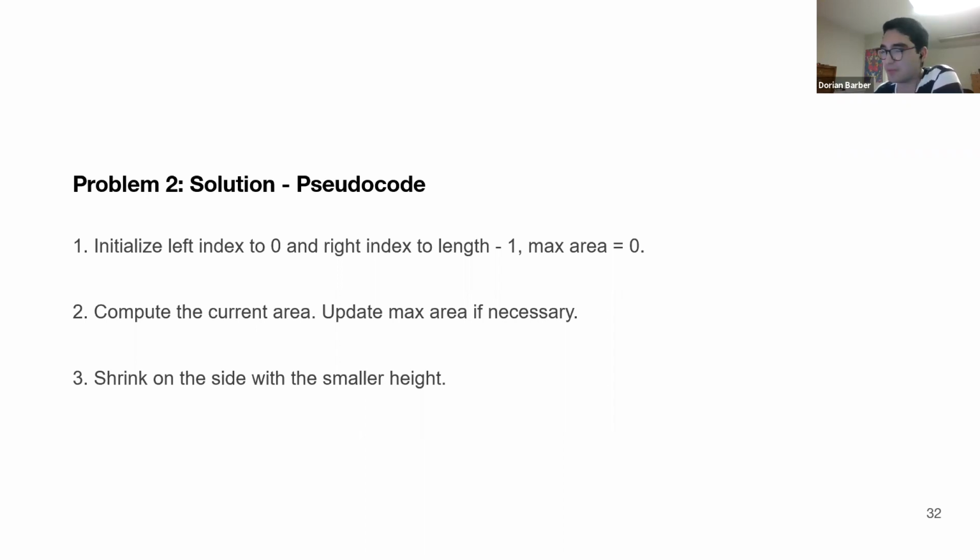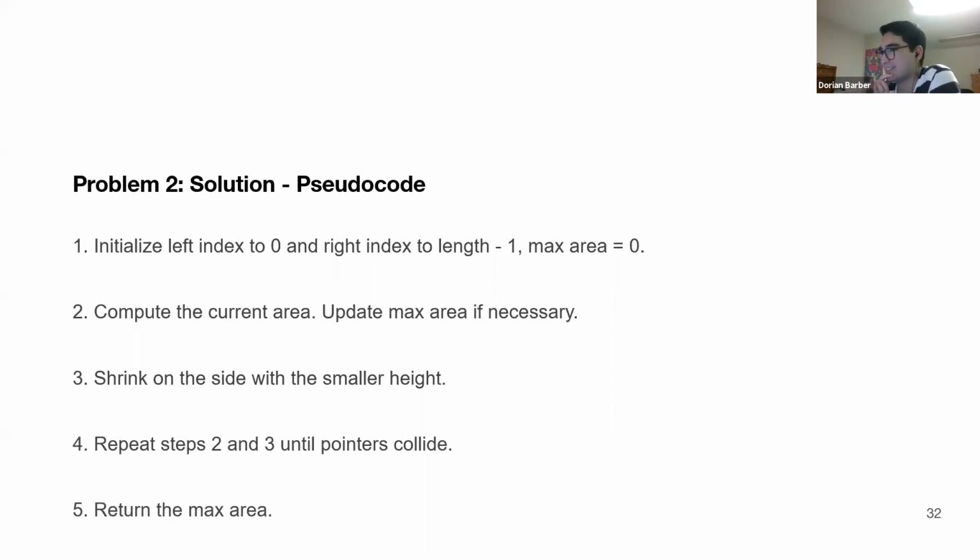And then, like before, we'll repeat steps 2 and 3 until our pointers collide, right? We don't want to push the pointers past each other because then we'll be seeing containers that we've already seen before. And then we return the max area. I think this solution might be hard to wrap your head around if you've seen it straight up. But with the way we've built up towards a solution, hopefully it's a little bit clear. And you could find proofs for why this solution is correct, but hopefully what we were saying earlier gives you enough intuition to believe in this algorithm.